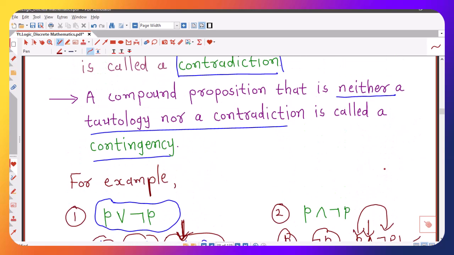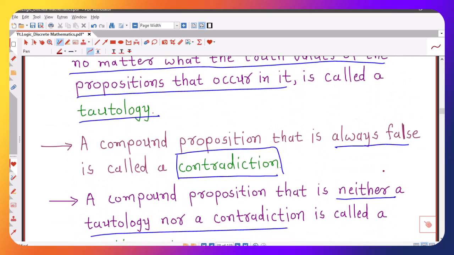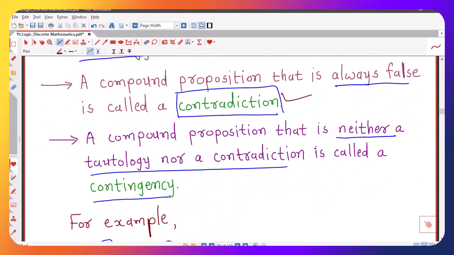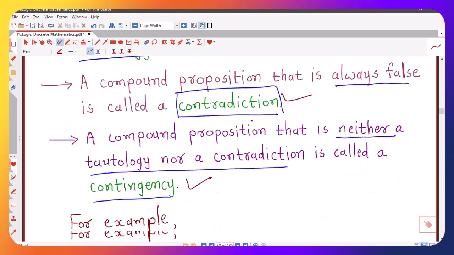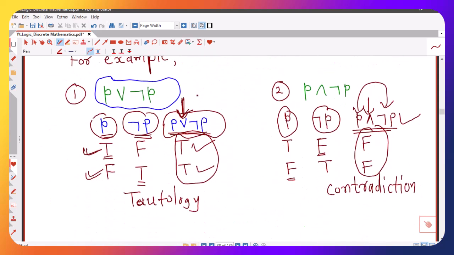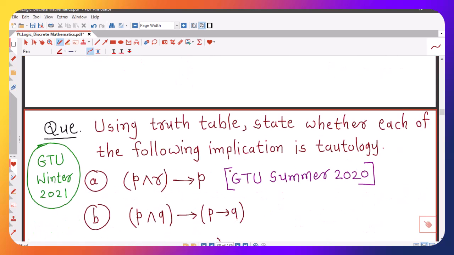So using a truth table also we can decide whether a given compound proposition is a tautology, contradiction or contingency. We have to look at the column corresponding to that compound proposition in the truth table. If all the values are true, then we have a tautology. If all the values in that column are F, then we have a contradiction, and if we have a mixture of T and F, then we have a contingency.